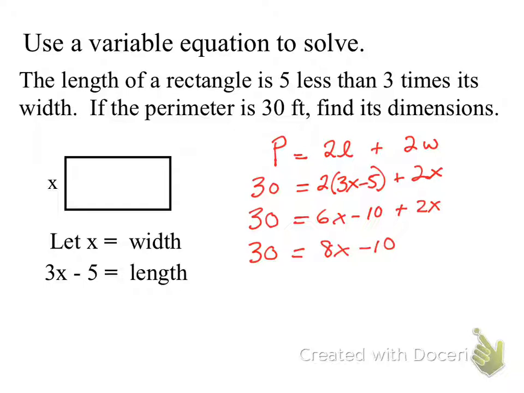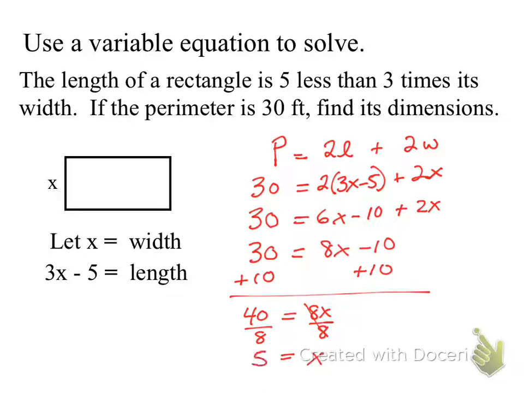Good. And now we're going to add 10. Add 10. 40 equals 8x. Divide by 8. Divide by 8. X is equal to 5.